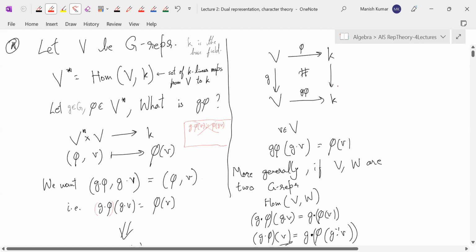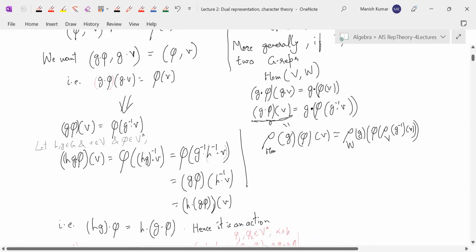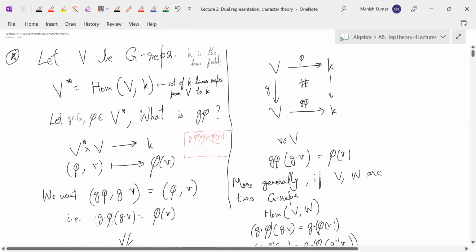To make this diagram commute is the same as saying that G phi, first we apply G to V. So if you take an element v in V and apply G to it, we get G dot v. And then if we apply G phi to it, that should be the same as first applying phi to v. So we go from this to this, and then come down with the identity, so there is nothing we are doing. So this identity should hold, which is the same as this identity here. That is how we have defined our dual representation. So that's another way of thinking about the dual representation.